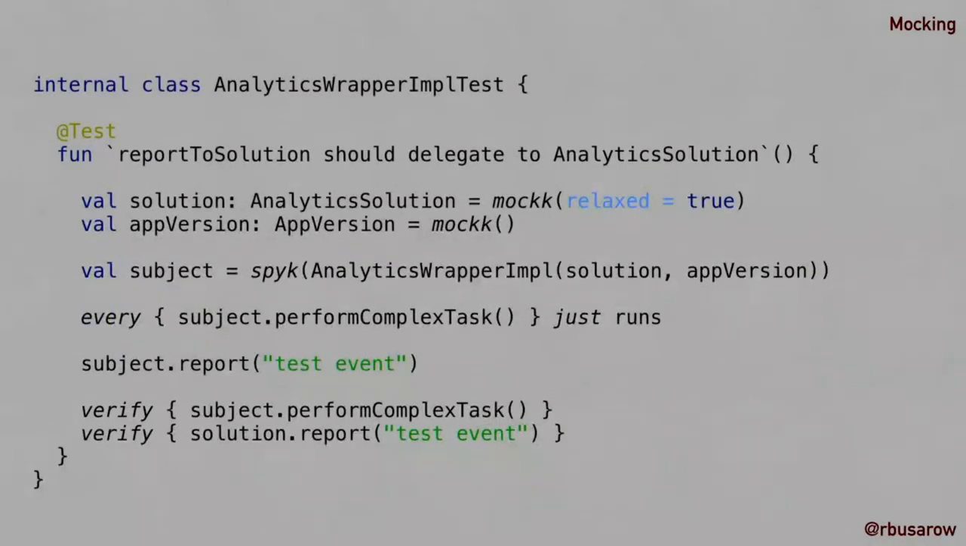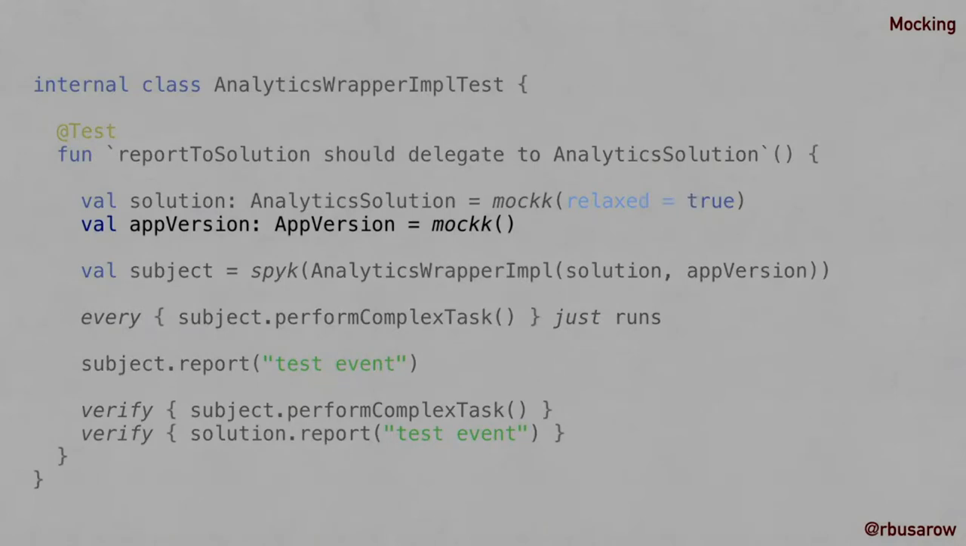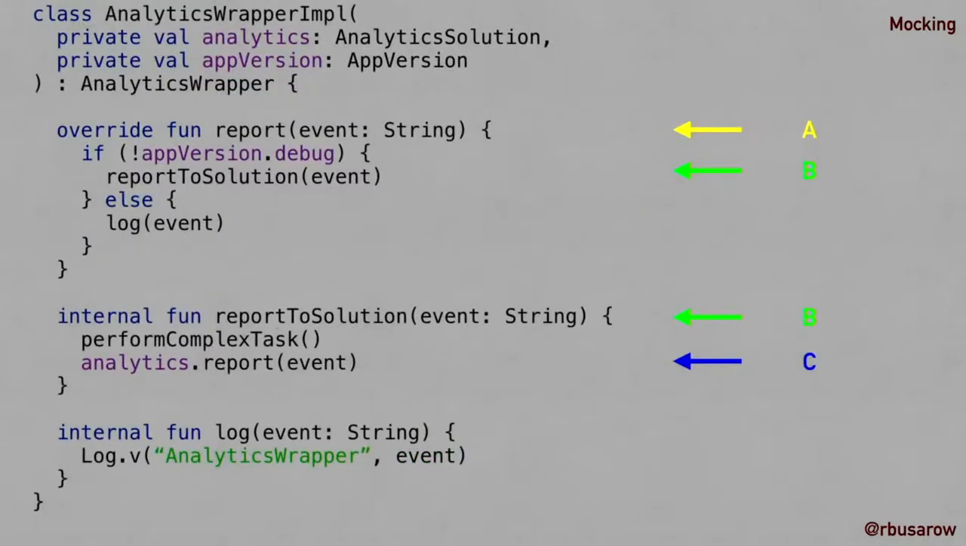So now to test this other class, report to solution should delegate to analytic solution. We're going to start out with the same dependencies, except now we don't need to use that every, since we're not calling app version for anything. And now we can say every subject.performComplexTask just runs. So this says this is a unit function which returns a unit. Don't do anything. Don't create any side effects. Just move on. And now, at the end of this test, we can do two verifies. We can verify that perform complex task was done and that solution.report was done. So it seems like this is working just fine. We have A verified to call B, and then we have a different test which says that B calls C, so we should be good.